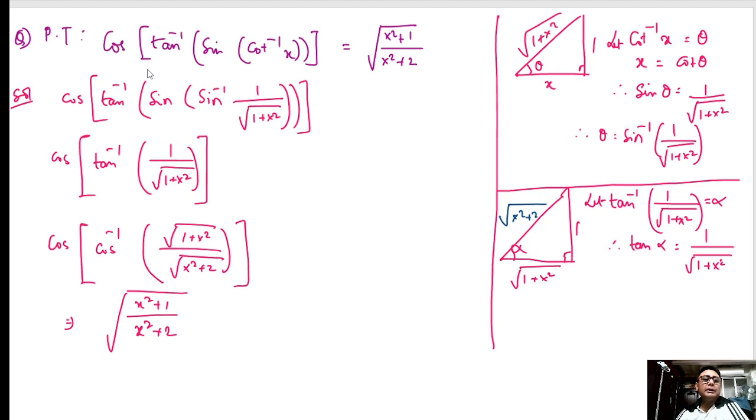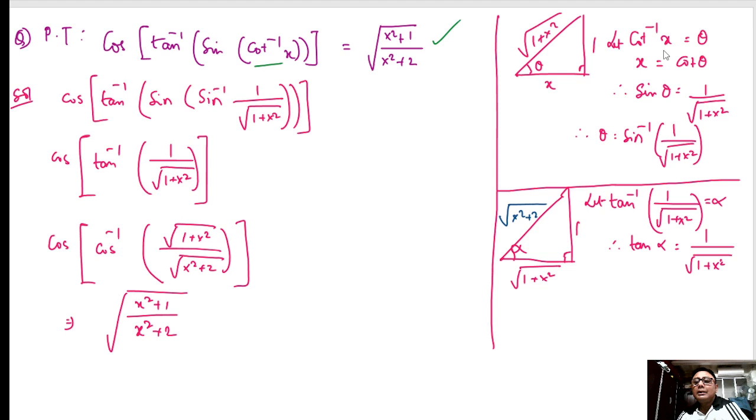So see, it is cos of tan inverse sine cot inverse is this. We have to prove this is this. First of all, cot inverse x can be written as sine inverse of this. Cot inverse x.